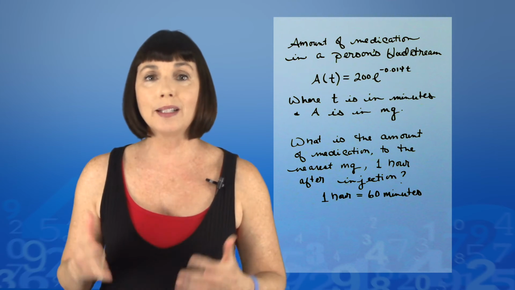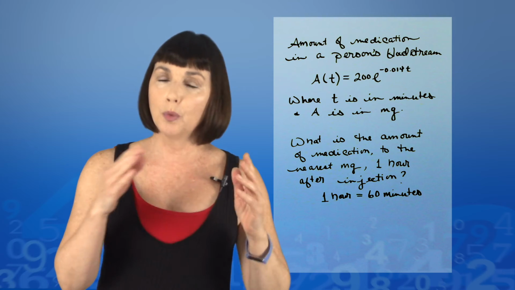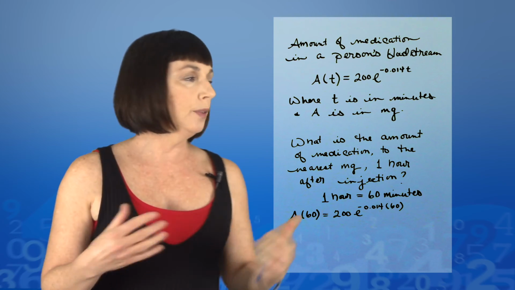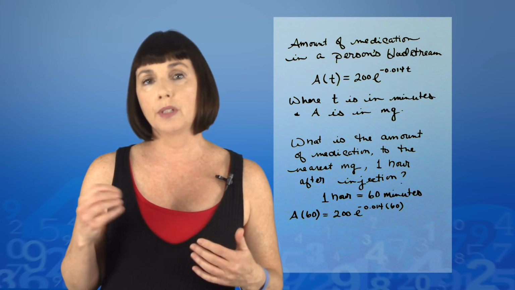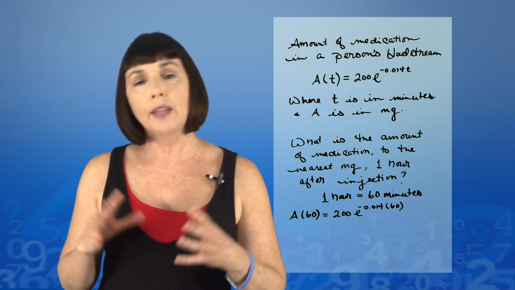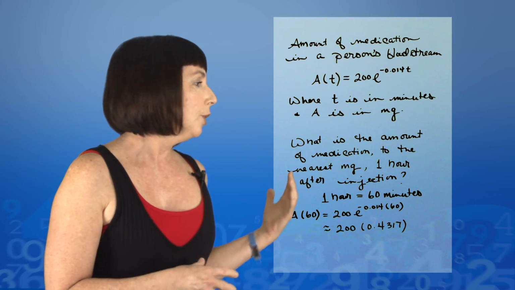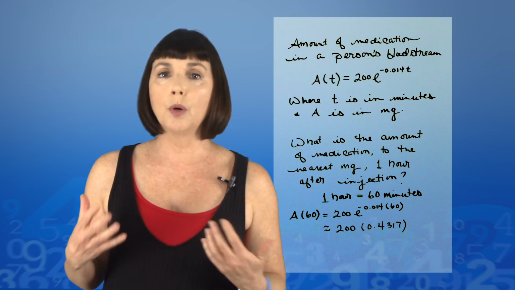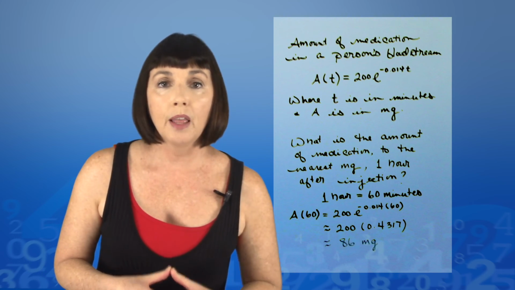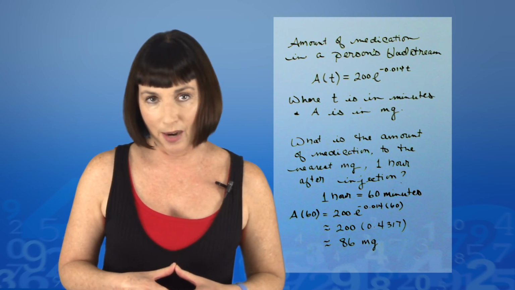Now, 1 hour is equal to 60 minutes, so we'll find A of 60, which is equal to 200 times e to the power of negative 0.014 times 60. And that's approximately equal to 200 times 0.4317. And to the nearest milligram, that is 86 milligrams.